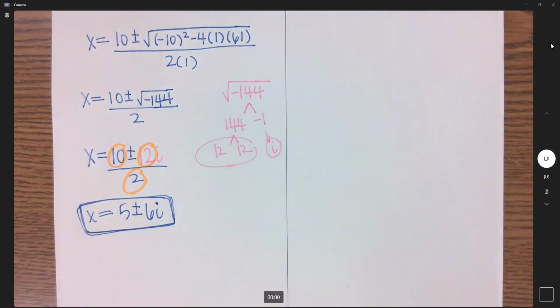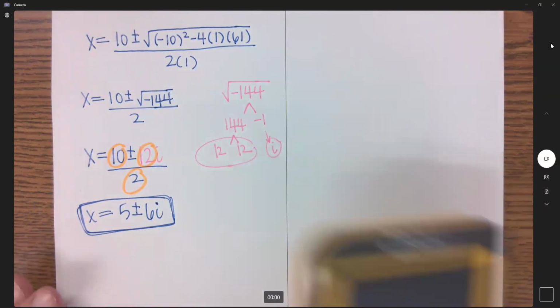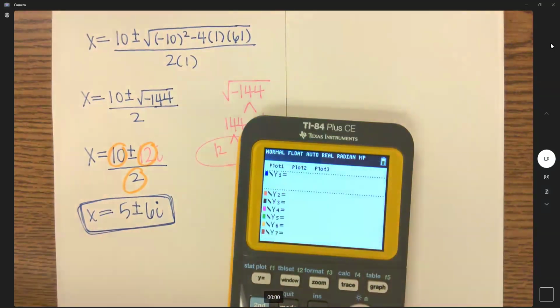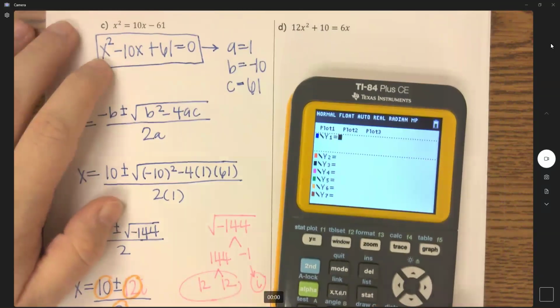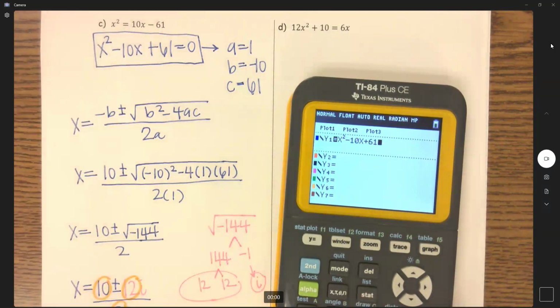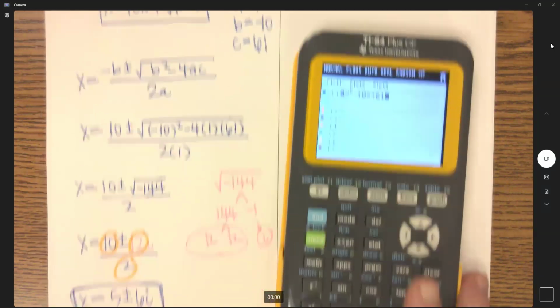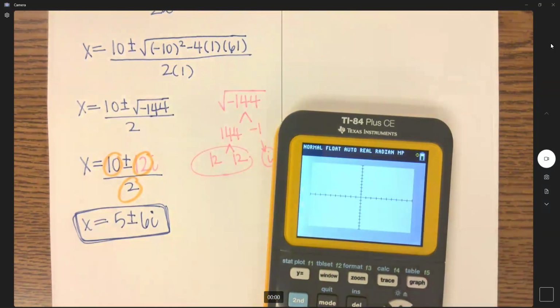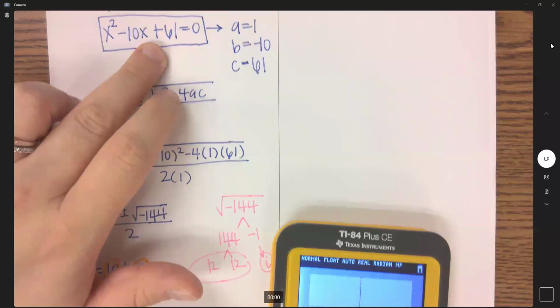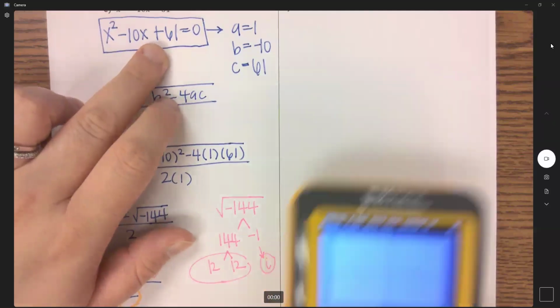Now we can check this answer in our calculator using the graph, but not really either. I'm putting this in, and when I graph it, where is my graph? Okay, this has a y-intercept of 61.